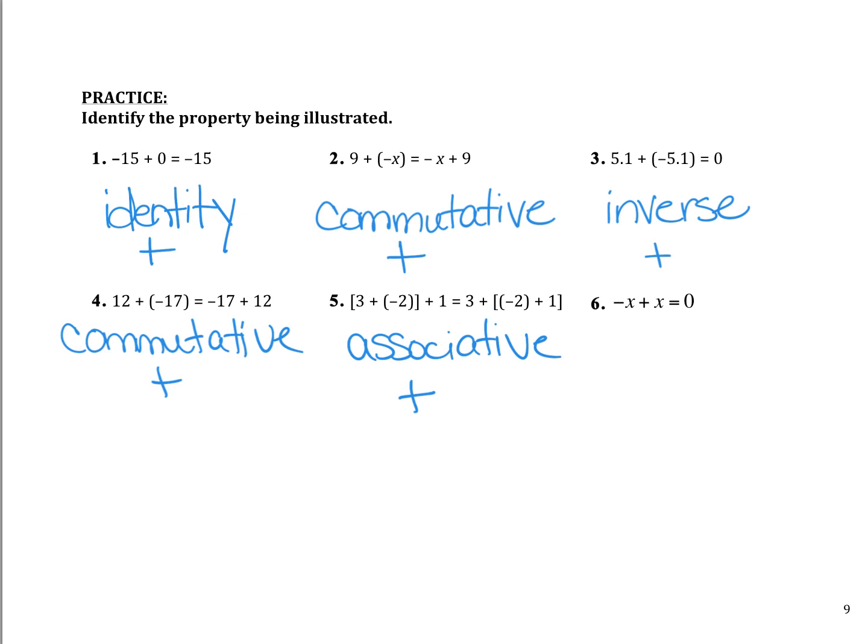And number 6, we have negative x plus x is equal to 0. Again, we've canceled out those x's, leaving us with that additive identity 0. So in this case, because what we've done is we've done the inverse, the opposite, this here is the inverse property then of addition.